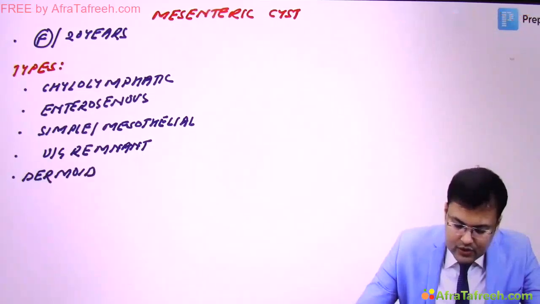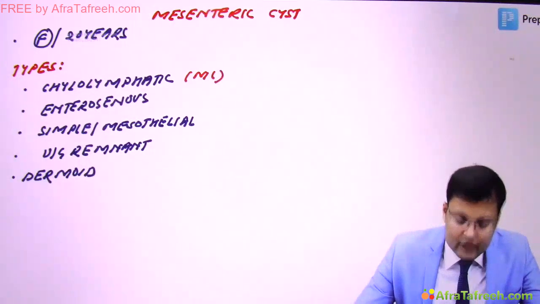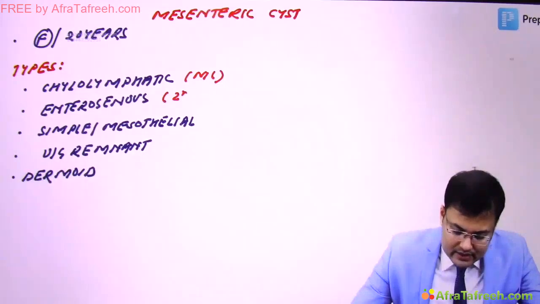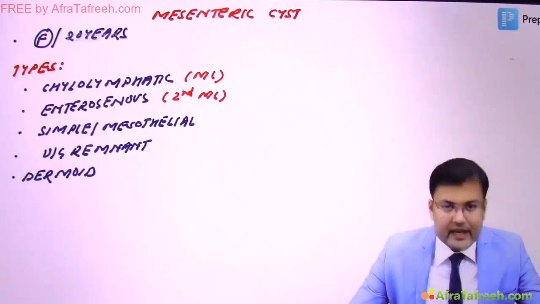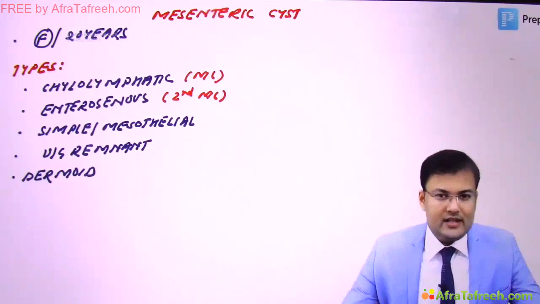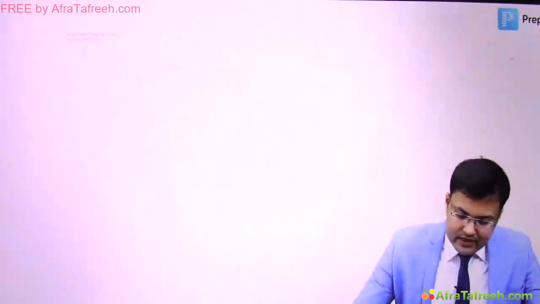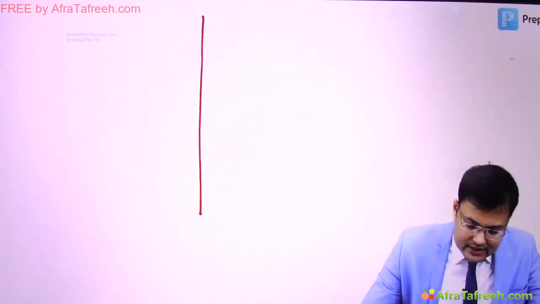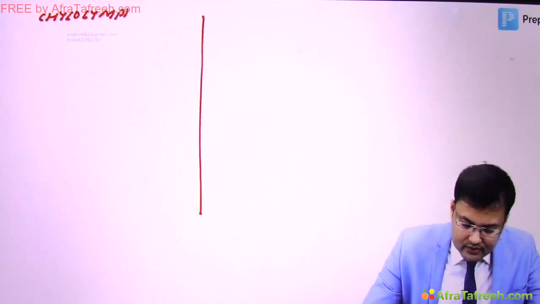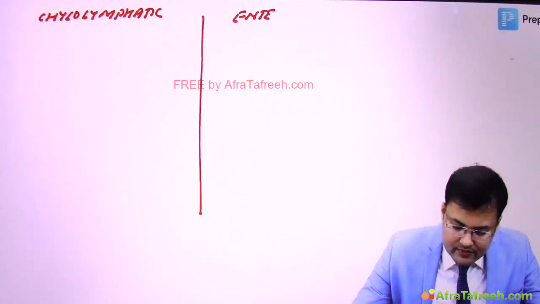These are the types. So what are the questions? First, most common is chylolymphatic, and second most common is enterogenous. We are going to discuss these two cysts in detail. So see what are the differences. First is chylolymphatic, and the second is enterogenous. It's very easy to understand.